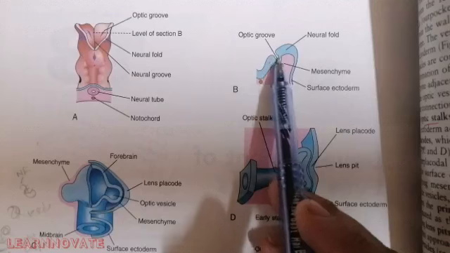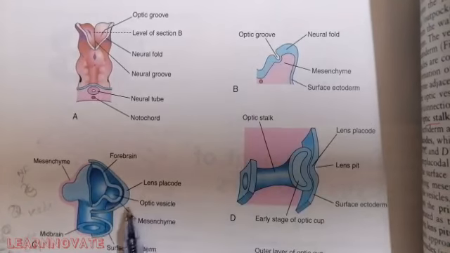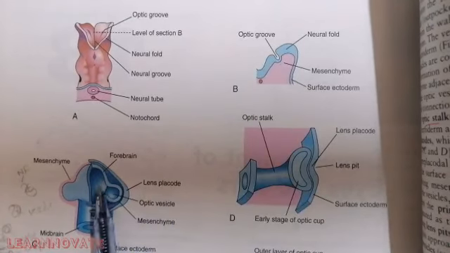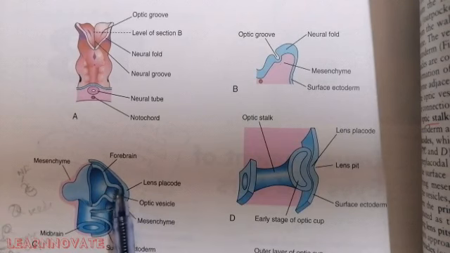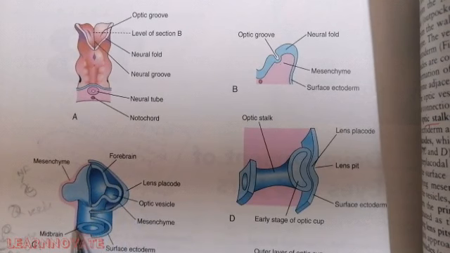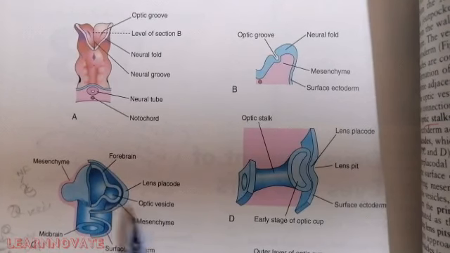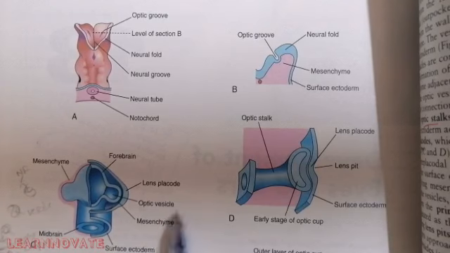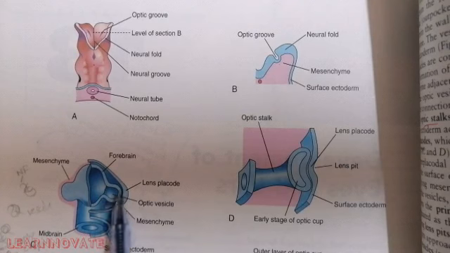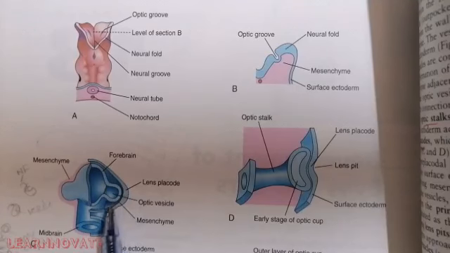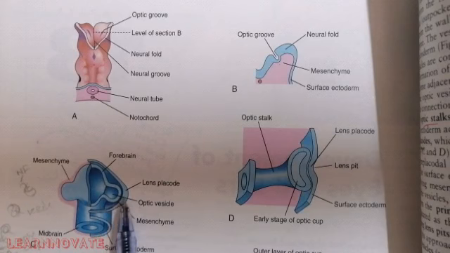Then these optic grooves evaginate outward. Here you can see the forebrain, and the optic grooves are going to evaginate outward. These evaginated diverticula of the optic grooves are called the optic vesicles. They are just like a vesicular form, so that's why this evaginated part is called the optic vesicle. We all know that this whole area is covered with the surface ectoderm, so the optic vesicle is going to come in contact with the surface ectoderm.